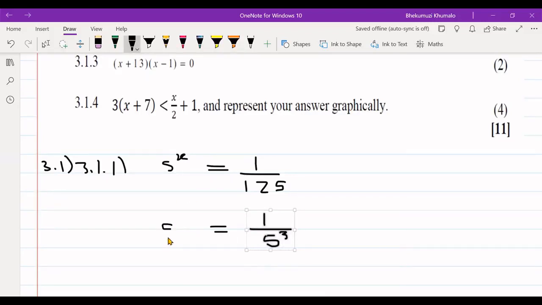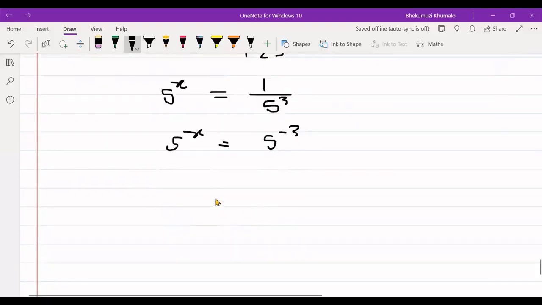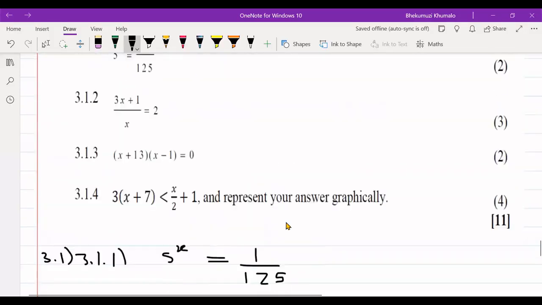And so 5 to the power x, right? And then because this is a fraction, we can actually rewrite this as 5 to the power negative 3 like that. And so it's 5 to the power x. Now the bases are the same. And so now we'll have x is equal to negative 3. And that's your final answer there.